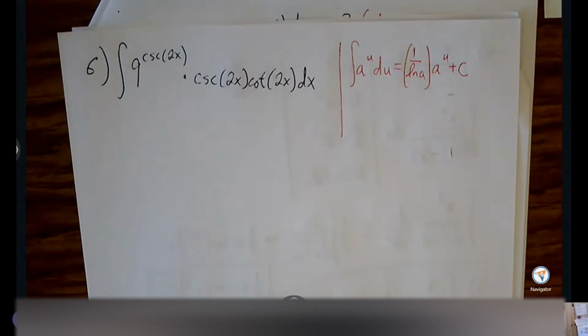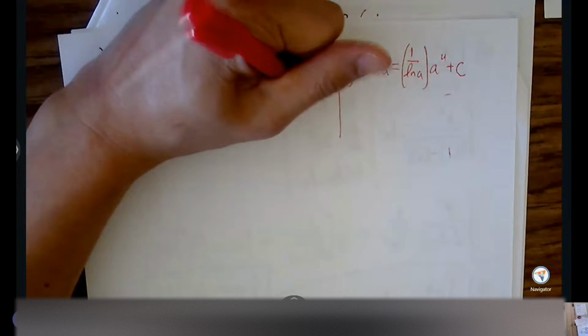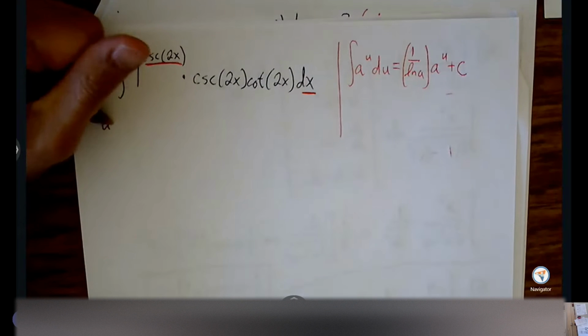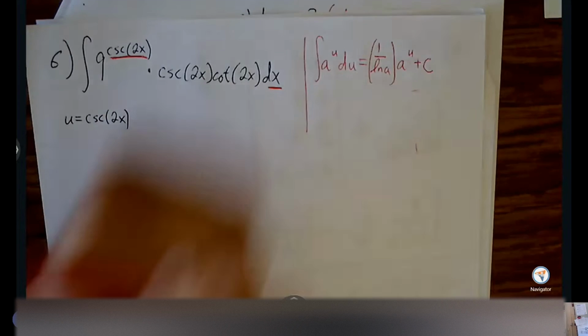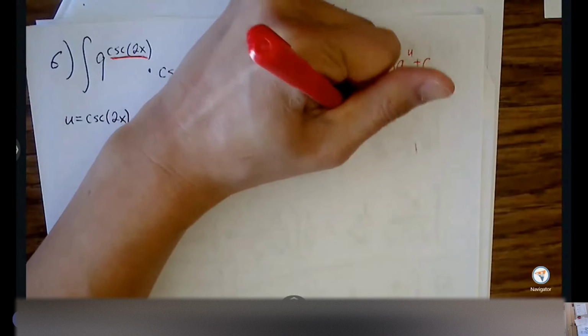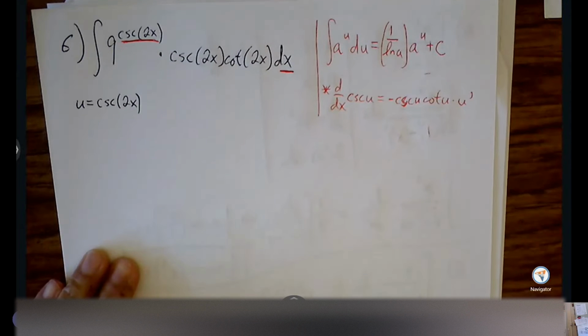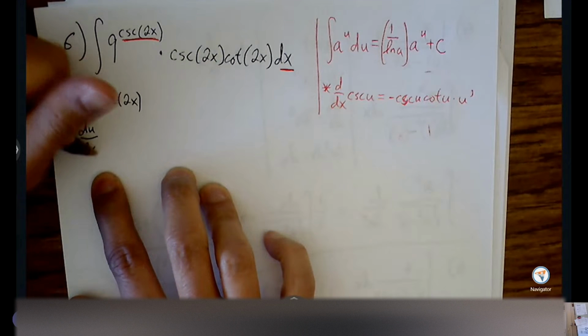So if we have the target in mind, we have a much better idea what our U value is going to be, right? We want U value to be the entire exponent. Okay. And as a reminder, this is also on your formula sheet here. The derivative of cosecant of U is negative cosecant U cotangent U times U prime. So we have a rule here, which we're going to use to create our derivative.